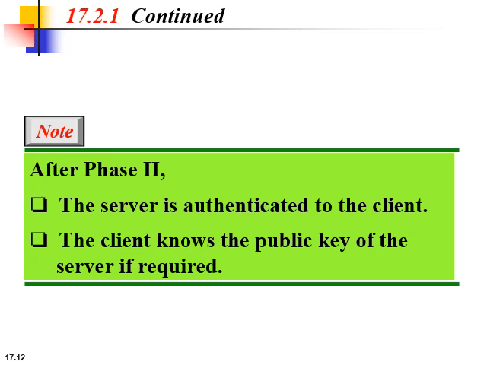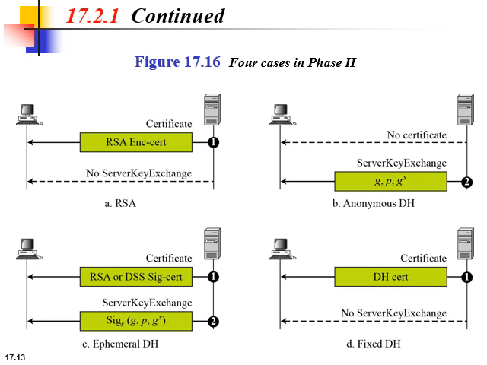So there are four combinations possible in which the certificate and the server key exchange are sent by the server to the client. One can be no server key exchange, but the certificate is an RSA encryption certificate. Another combination is that the server sends no certificate, but gives all the three keys that we discussed about, it exchanges all the three keys to the client.